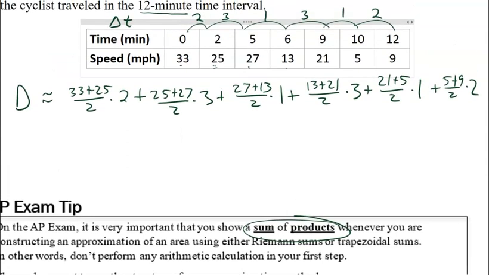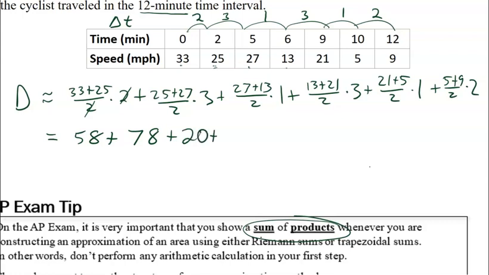All right, so I'm going to go ahead and add these together. So actually, cancel those out. So 33 plus 25, so I've got 58, and then this is 52 over 2 is 26 times 3, which is 78, plus here I've got 40 over 2 times 1, so that's 20, plus 34 over 2, so 17 times 3 is 51, plus 26 over 2 times 1 is 13, plus 14.